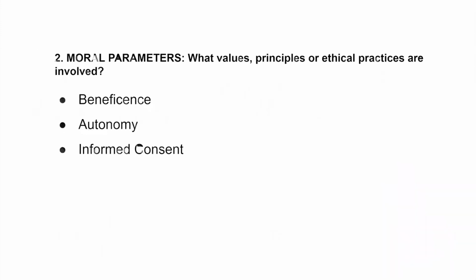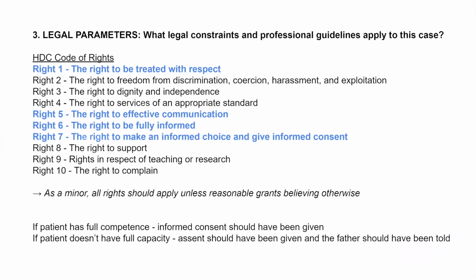for the pregnancy test. The values, principles, or ethical practices that were involved are beneficence, autonomy, and informed consent, and these will be discussed. There are a few legal parameters which apply to this case. The first is the Code of Rights, and the Code of Rights that are bolded in blue here are the ones that really do apply to this case. That's Right 1, Right 5, Right 6, and Right 7.